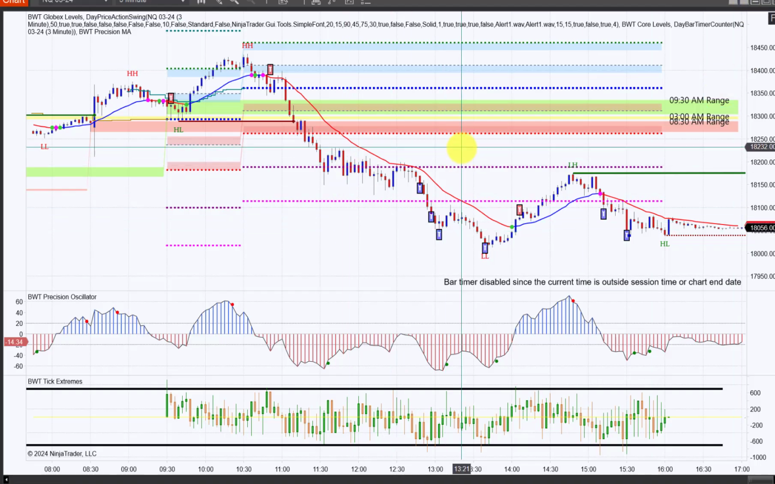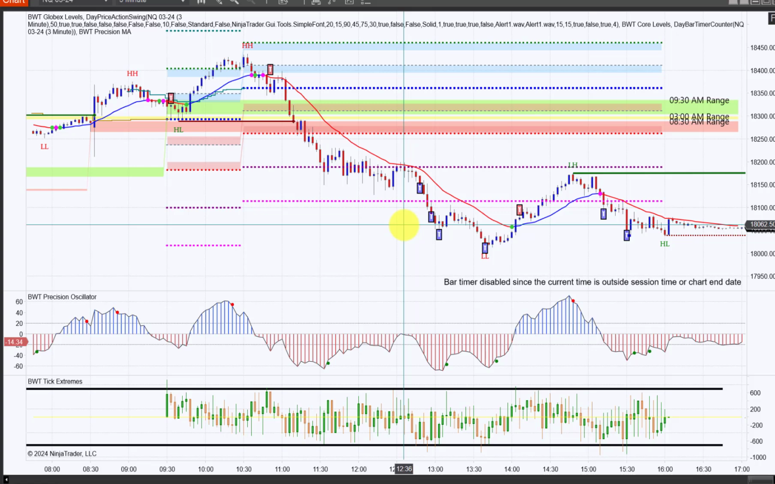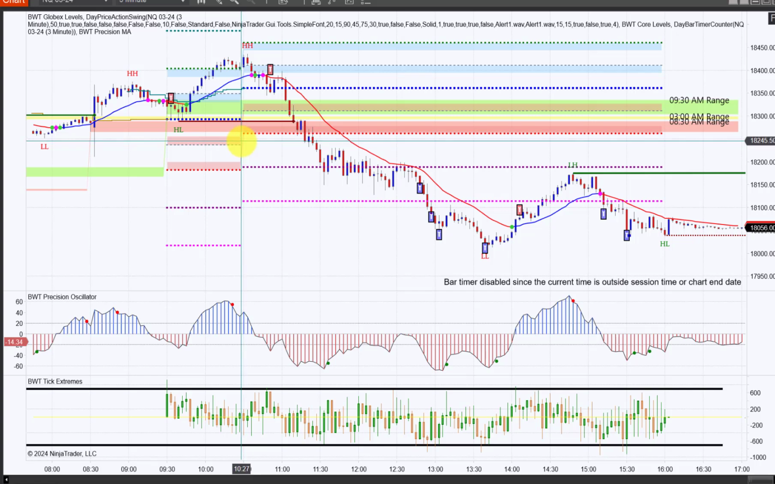And this is the core on a 3-minute chart from Friday, and you can see how price interacts with the levels in real time every day. What's unique about our levels is they recalculate after the first hour of trading, and they also take into account what happened in the Globex session.